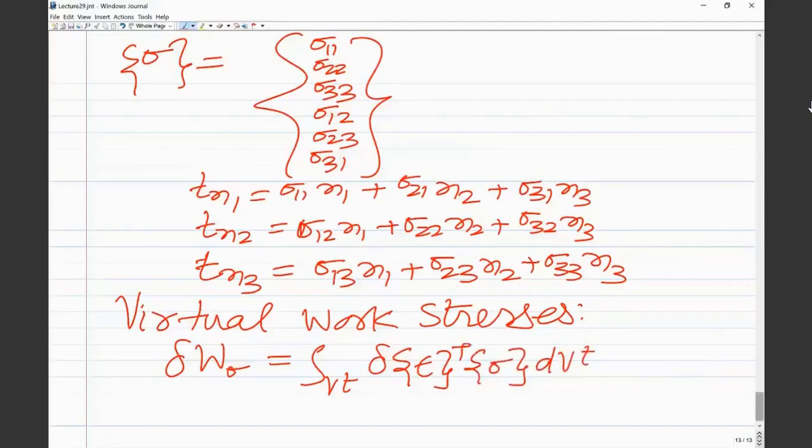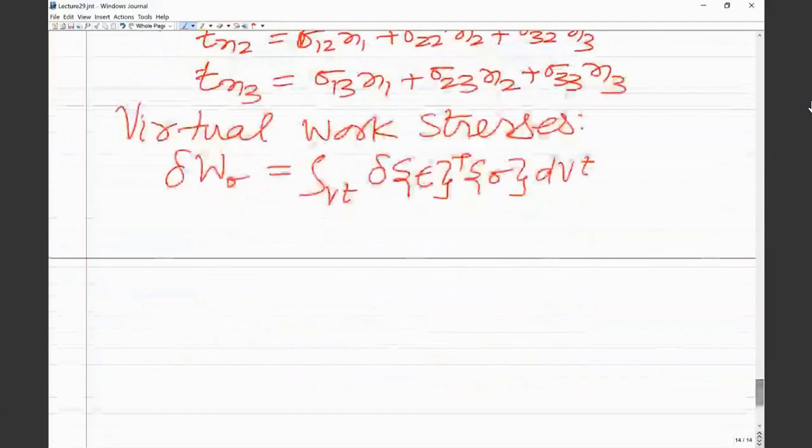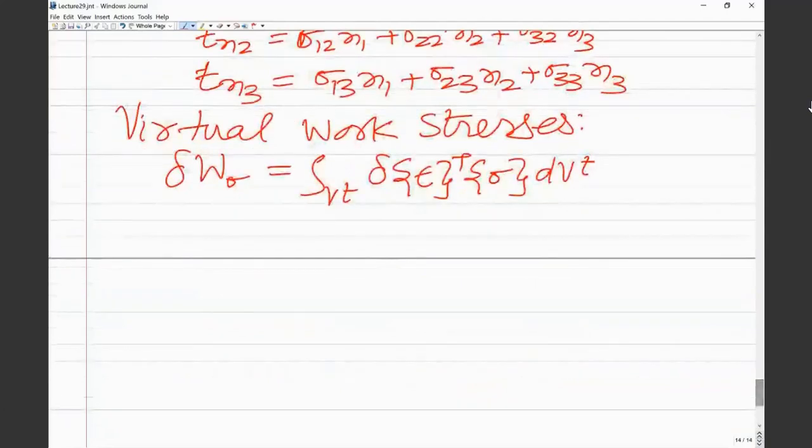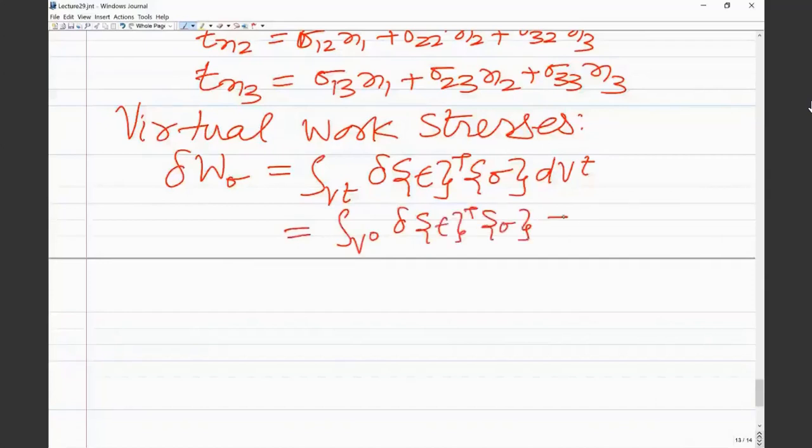And we can now see the current area in terms of the reference area. So we know dVt equal to J into dV naught. So we can write this integral in the reference configuration. The other things we have to see into sigma, and this will be then J into dV naught. So you can write it like this.